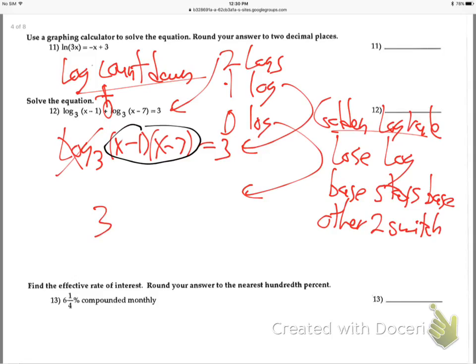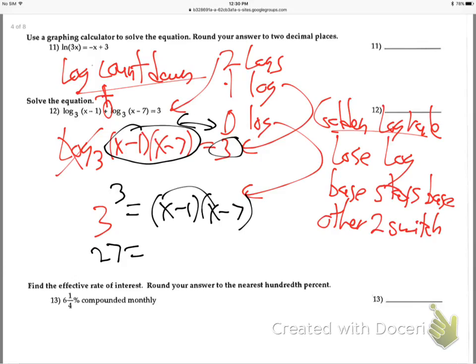What other 2? Meaning all the x stuff and the 3 trade spots. So instead of 3 to all the x stuff, it's 3 to the 3, and the x stuff goes over there. And then 3 to the 3 is 27. Then distribute this. We got x squared minus 7x minus 1x plus 7.